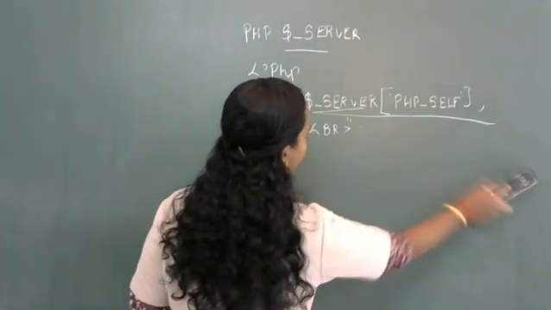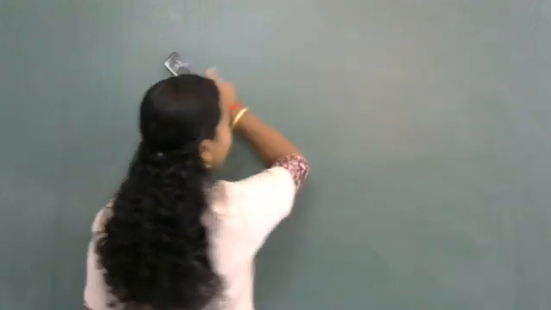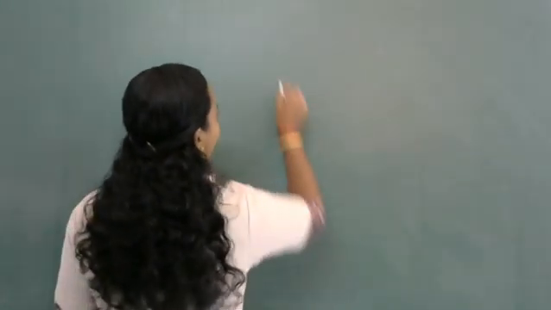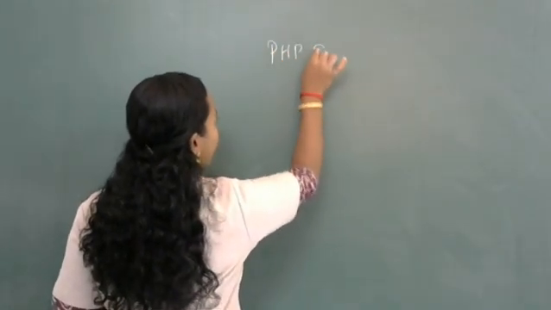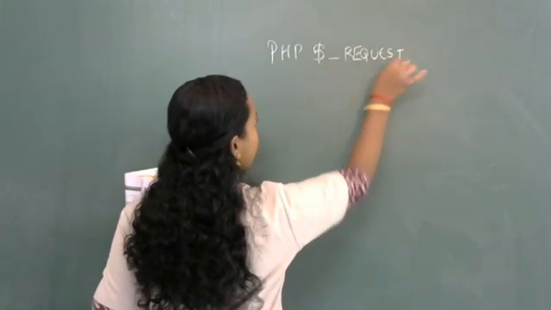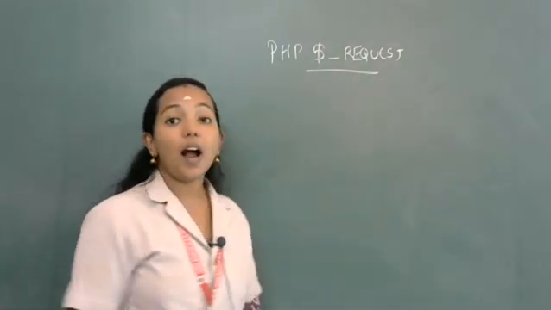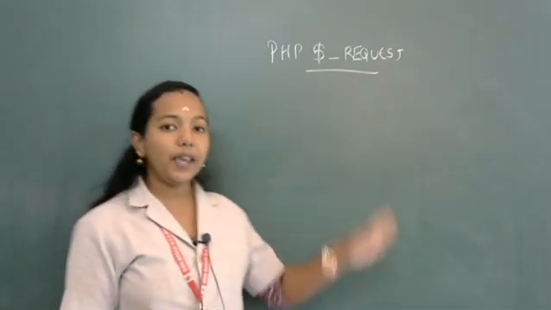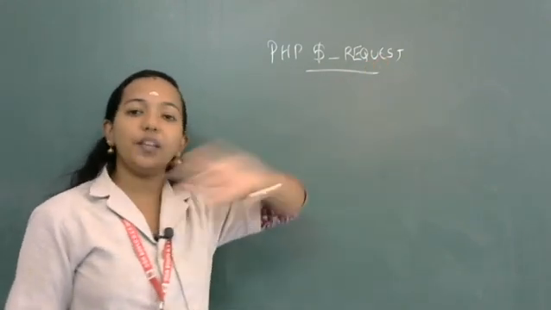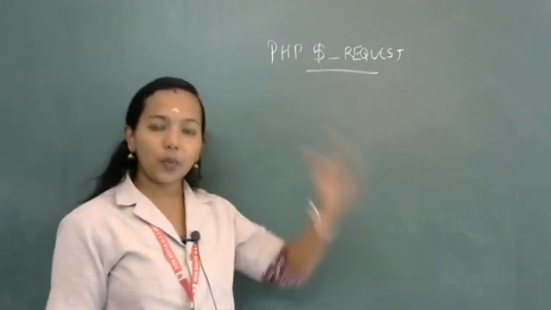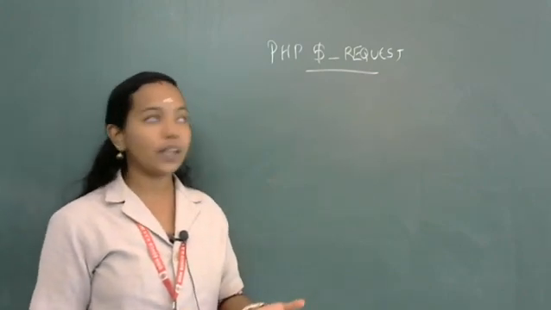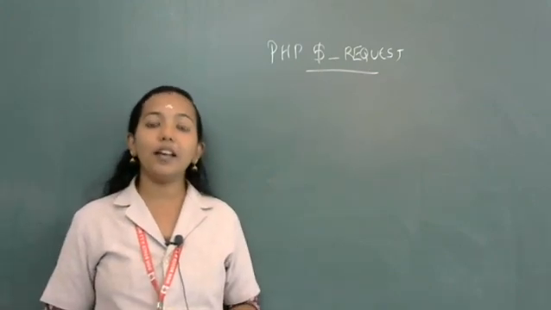Then the next one is PHP $_REQUEST. What is it? PHP $_REQUEST. Actually, PHP is used for sending data and also receiving data. So the request is very, very important. Request means we are requesting some web page or we are sending some information to another. That belongs to PHP $_REQUEST.